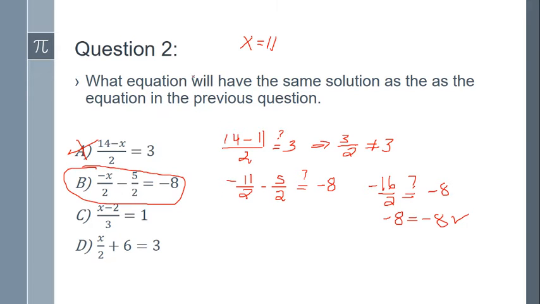Now you could go ahead and verify that the rest of them didn't work by substituting in 11 for the variable. So 11 minus 2 here would be 9. 9 divided by 3 is 3, not 1. In option D, 11 divided by 2 would give me 5 and a half. 5 and a half plus 6 is not equal to 3, so it's not C or D. That would be one way to go about a question like question 2. The other way would be to solve each of these individually for x, which in my opinion would take longer than what we just did.